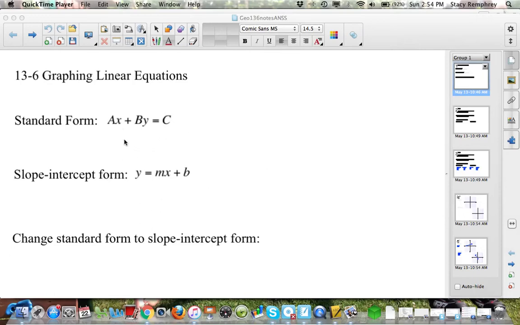Standard form is where A is a positive integer, so that should be a positive number at A, and B and C are also integers. Integers meaning positive or negative whole numbers, so no fractions or decimals at B and C when it's in standard form.